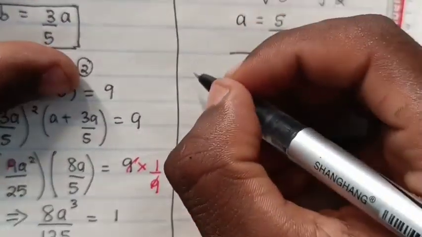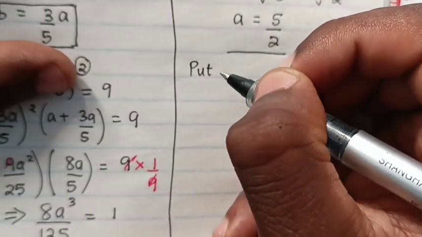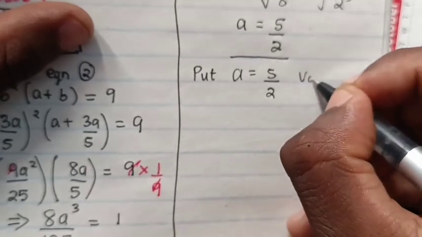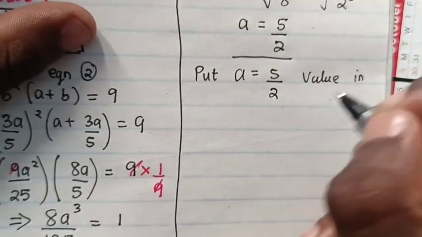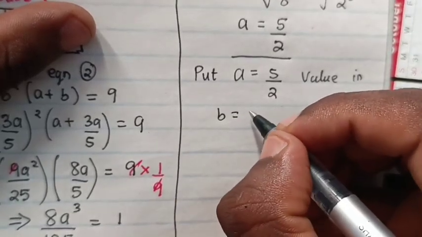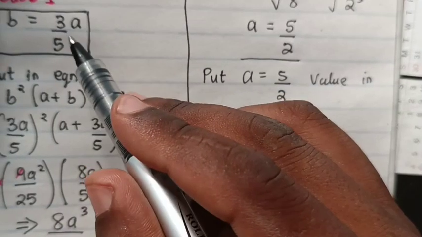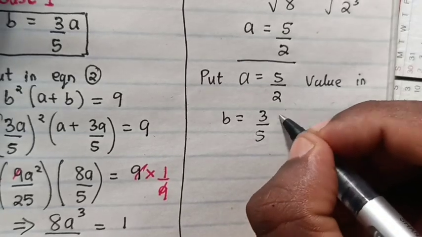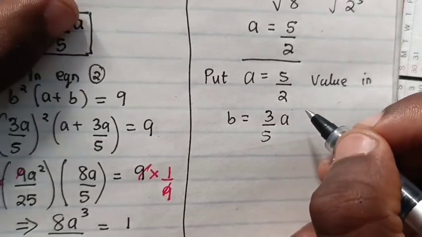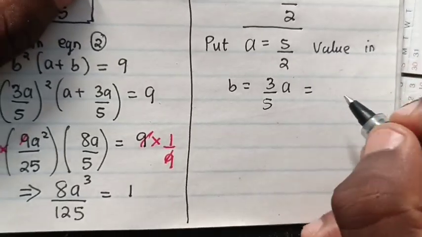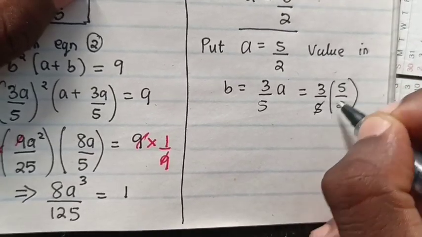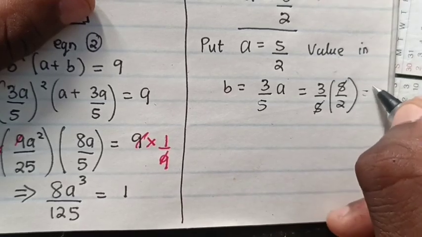So from A is 5 over 2, we put this value of A into B. We noted before that B is equal to 3 over 5 times A. So we substitute the value of A in B. So here it will be 3 divided by 5 times 5 over 2. So 5 by 5 is 1. So B is 3 over 2 and A is 5 over 2.